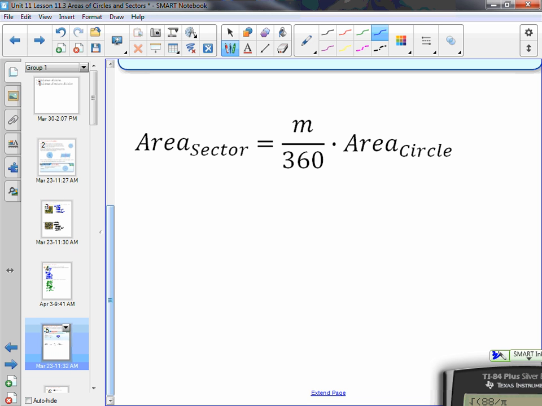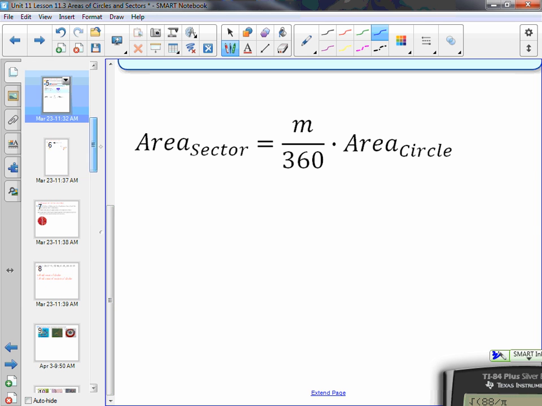So that's your fraction of the circle, because the whole circle is 360 degrees. So our sector will be 100 degrees out of that 360, or 50 out of that 360, or whatever it happens to be. And that gets you your fraction of the circle. Then that times the area of the circle. So the measure in degrees of the angle or the arc over 360 times the area of the circle.